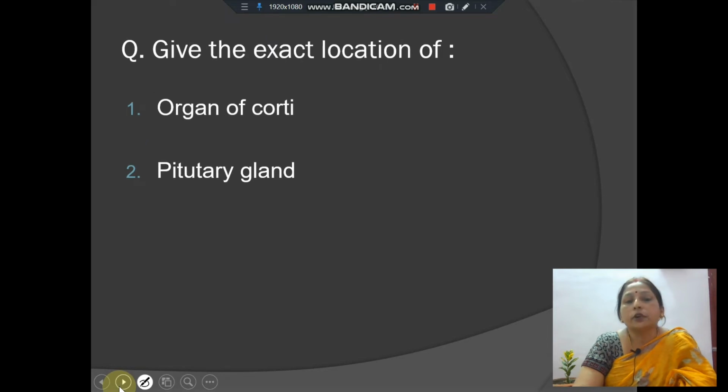Exact location of organ of Corti. Organ of Corti is present in the inner ear, inside the cochlea. Pituitary gland is in the brain, just below the hypothalamus. So close to the hypothalamus, and below the cerebrum.